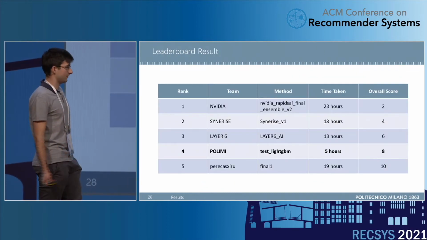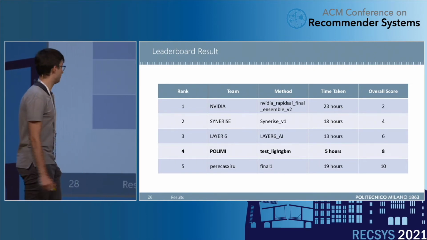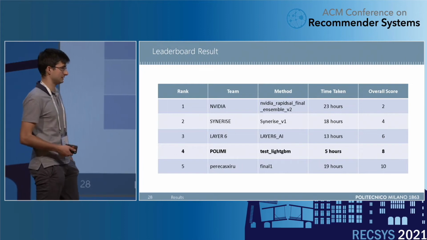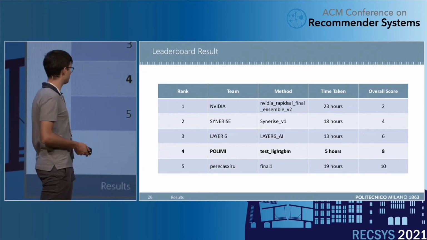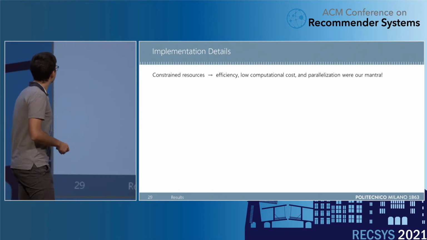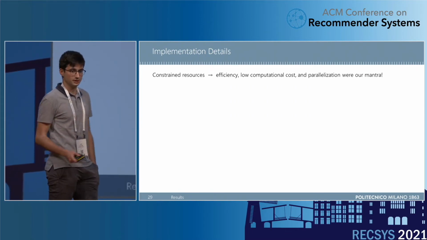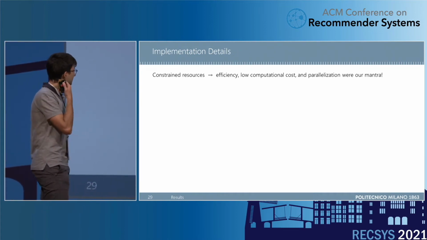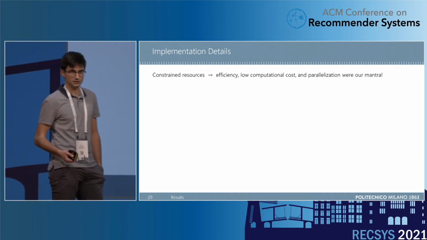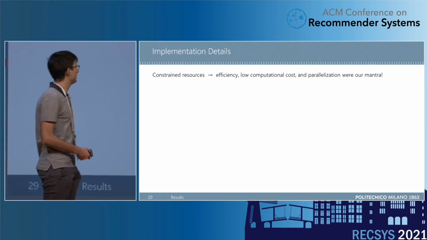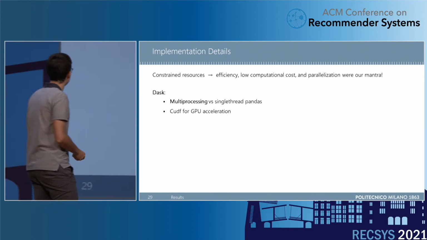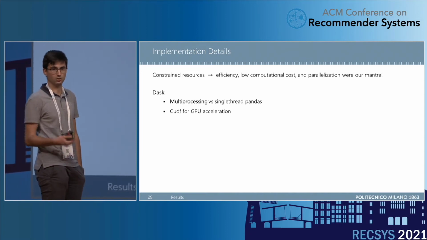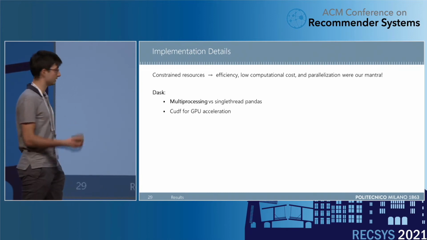So those are the final results we achieved on the general leaderboard. In particular, here we highlight the short inference time taken with respect to other top solutions. And finally, we can show some implementation details that we used during our challenge. In particular, we had a specific focus on efficiency, low computational costs, and parallelization. Therefore, we used Dask as a multiprocessing library to power up all of our data processing steps.